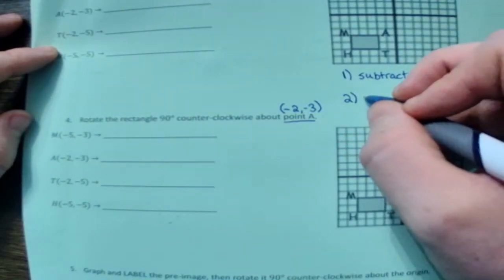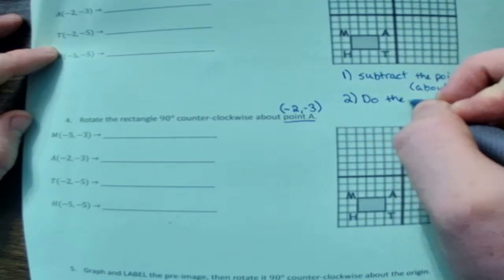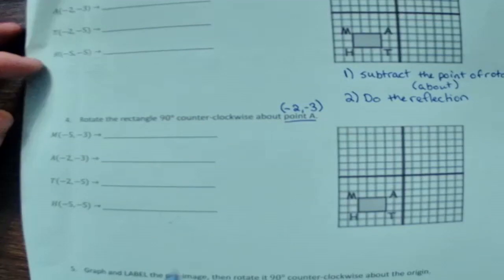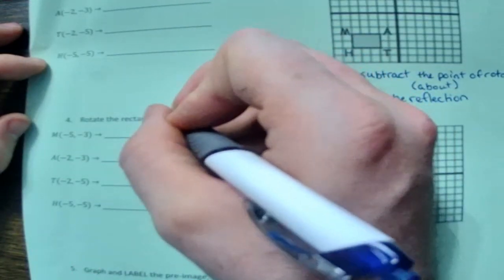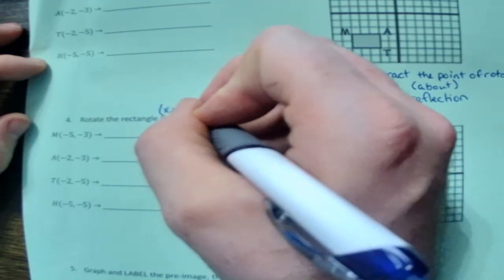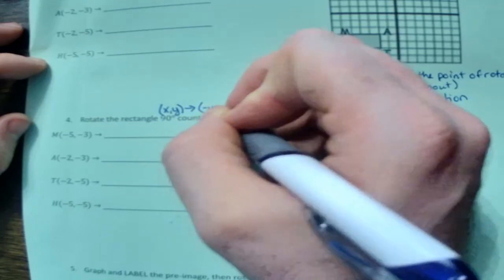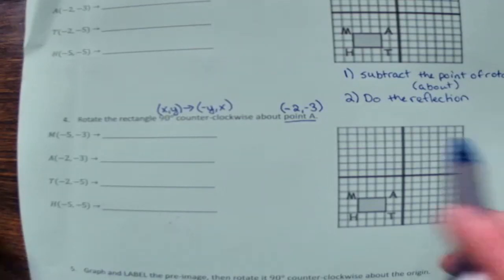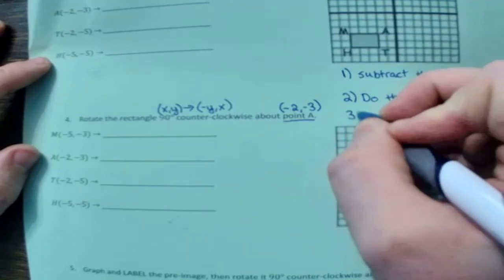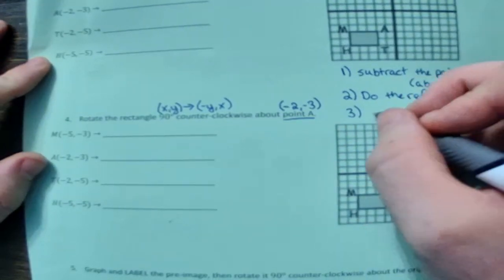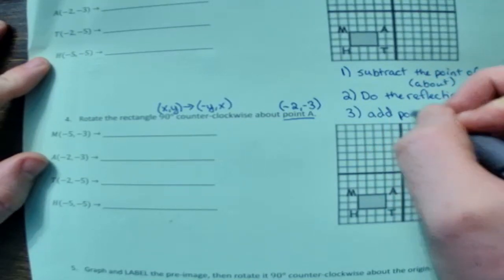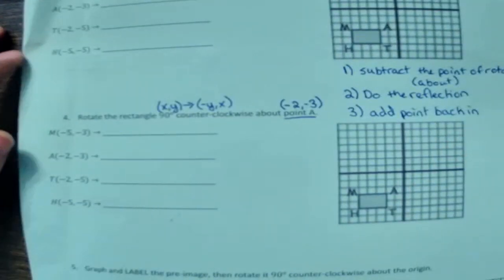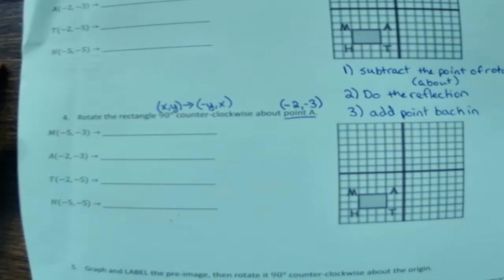Now, the second step is to do the rotation. In this case, they wanted us to go 90 degrees counterclockwise. So if I wrote the algebraic descriptor for that, x, y would then turn into the opposite of y, x. So you flip them, and whatever your y value used to be, it changes. Step 3 would be to add the point back in. So now let's go ahead and do that.